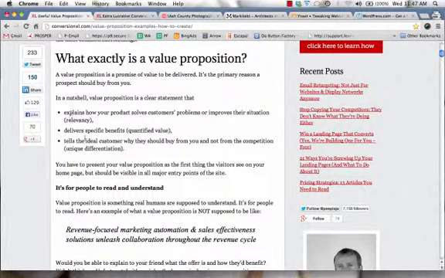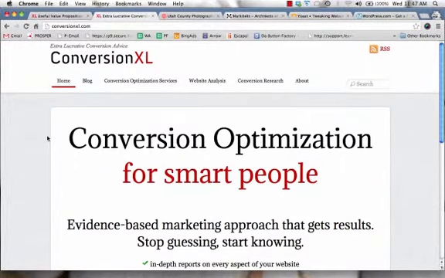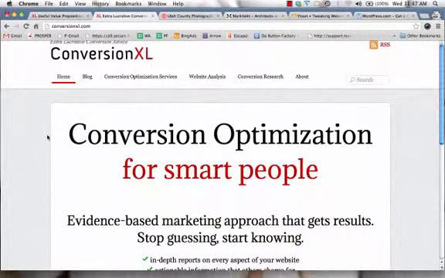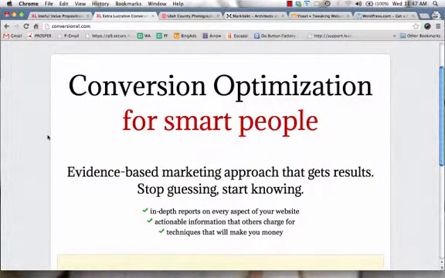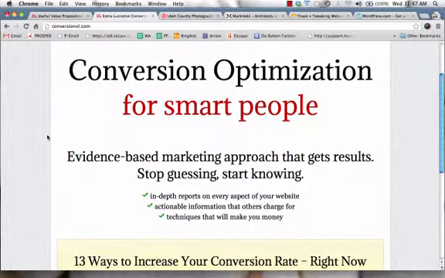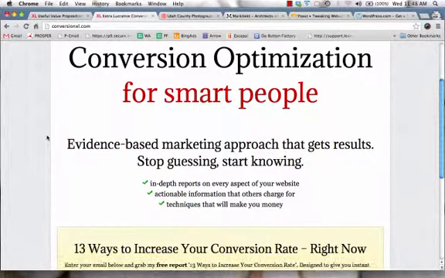Based upon these 3 factors, we're going to go over to this guy's site, ConversionXL.com, the home page. In just a few seconds or less, you understand what this site is all about, right? And that's what your site should do. You should tell your customers what you do, and they should understand just exactly what you do for them in usually 7 seconds or less. This site is all about conversion optimization for smart people. That's the first line, and the second is its evidence-based marketing approach that gets results. Stop guessing, start knowing. And then there are 3 bullet points.